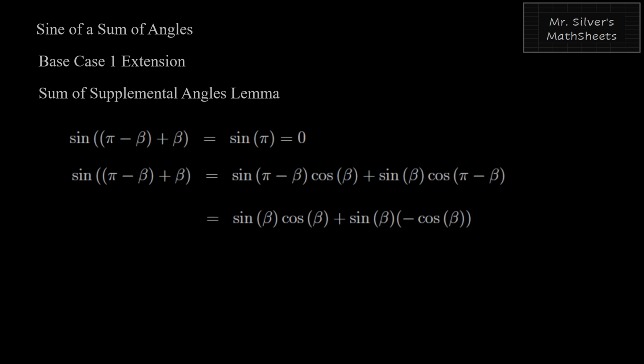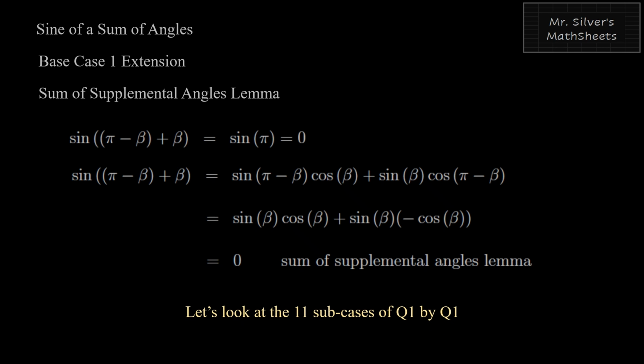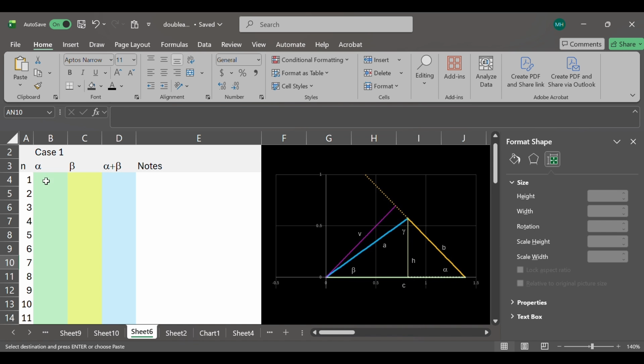We get, because sine of a supplement is the same as the angle, but cosine of the supplement is minus, the two pieces cancel, and we're going to get 0, which is consistent. We're good to go. So let's look at the 11 subcases of Q1 by Q1.